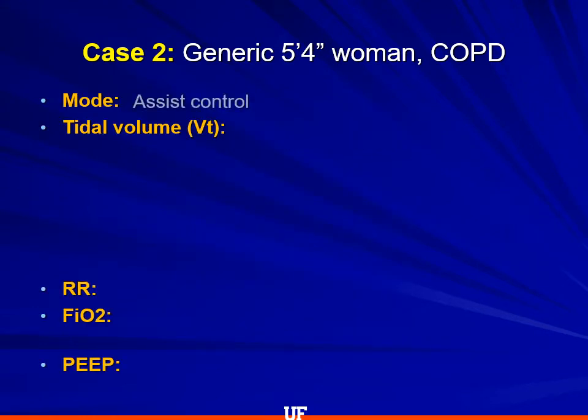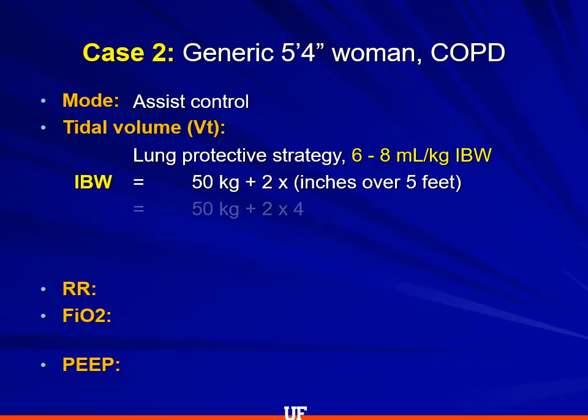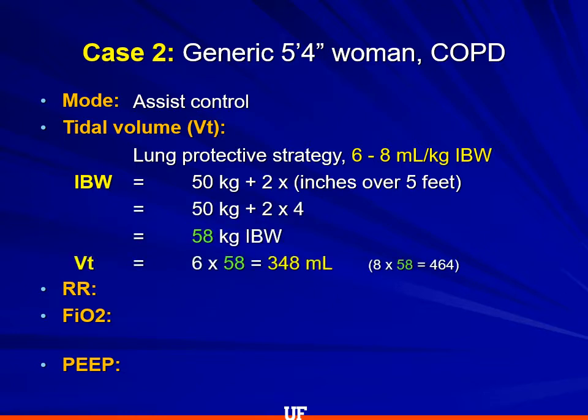Her mode, assist control. Her tidal volume, again, 6 to 8 per kilo of ideal body weight. So 50 kilos for being 5 feet tall, plus 2 extra kilos for every inch over 5 feet, which comes out to 58 kilos. Multiply that by 6 to 8, and her tidal volume should come out to 348 to 464 mLs, somewhere in there. Respiratory rate. This is what's different. You gotta go slow because she's COPD. So start at 8 or 10. You can titrate up cautiously, make sure you keep her sats up, but you wanna go slow and get all that air out.